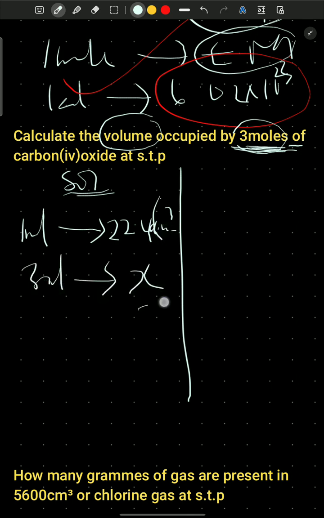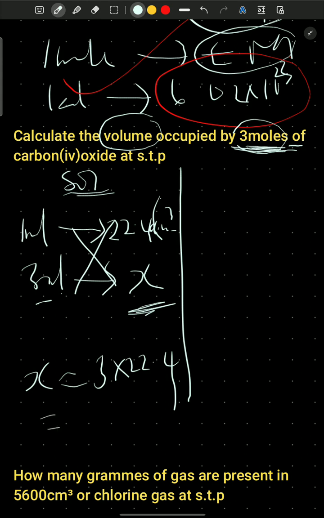We don't know what 3 moles will give us. So 3 moles will give us what we don't know. So we cross multiply. x times 1 is x, then 3 times 22.4. So 3 times 2 is 6, and that gives 67.2 dm cube. Or you can use the formula method.